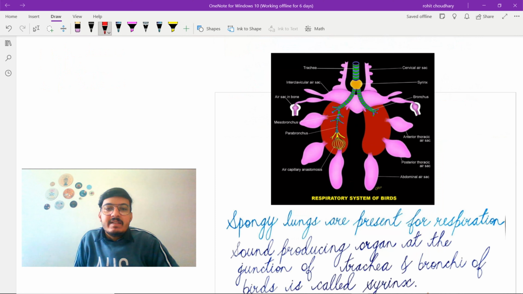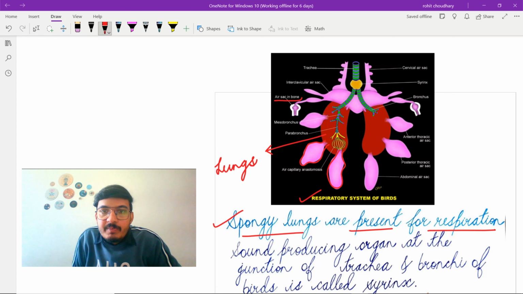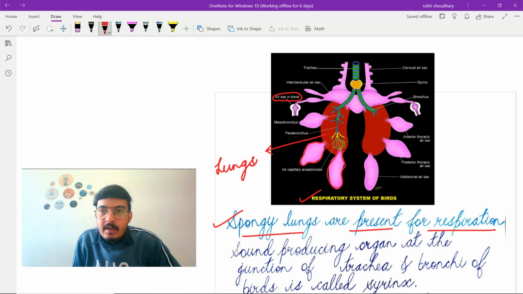The next characteristic feature is spongy lungs are present for respiration. As you can see in this respiratory system of birds, the red colored ones are the lungs, and these lungs are spongy and inelastic. The pink colored ones are the air sacs, and these air sacs are connected to the lungs for supplement respiration. And here we can see air sac is also present in bone. This will make the body of the bird lighter in weight, and this will help them in flying.